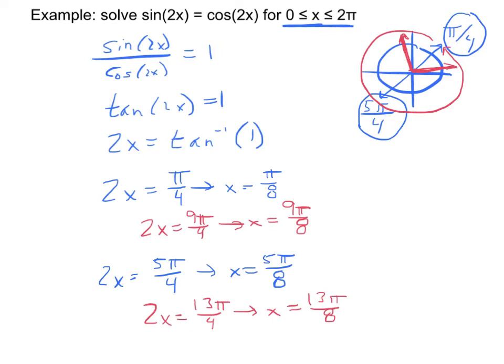And so it turns out in this case, we actually had 4 solutions to this one. We had the pi over 4 type solutions, which gave us pi over 8 and 9 pi over 8. And then we had the 5 pi over 4 type solutions, which led to these two. So we actually had 4 solutions for this one.